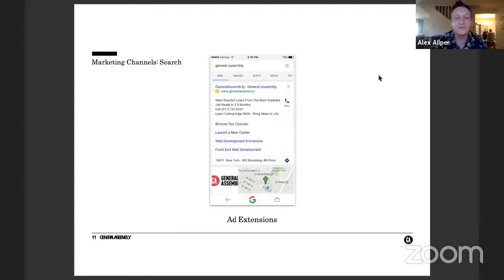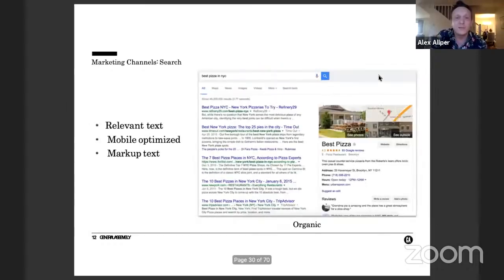Here's another example of an ad extension from General Assembly. So if somebody searched for General Assembly, their ad shows up, but then here's the other offerings underneath it. You've got browse your courses, browse our courses, launch a new career, front-end web development. And oh my gosh, here we are on Google because it's all geo-targeted. That is a really good ad by General Assembly. They don't have the best email in the world, which we'll get to. Sorry, Hannah. Sorry, Annie, but we'll talk about General Assembly there.